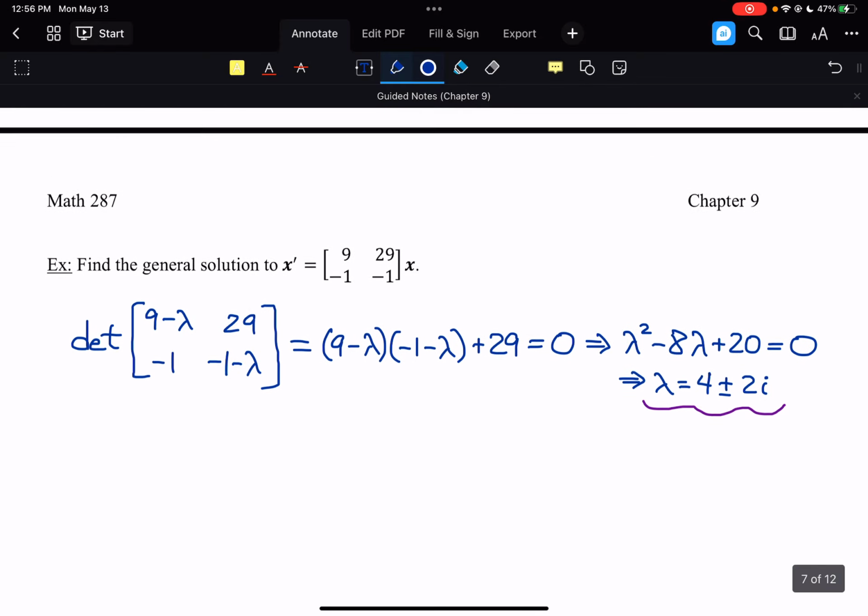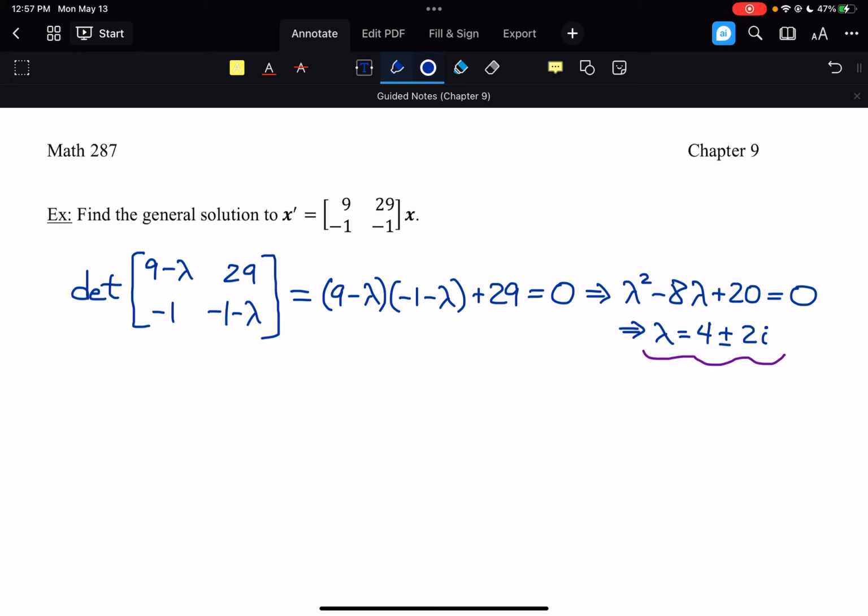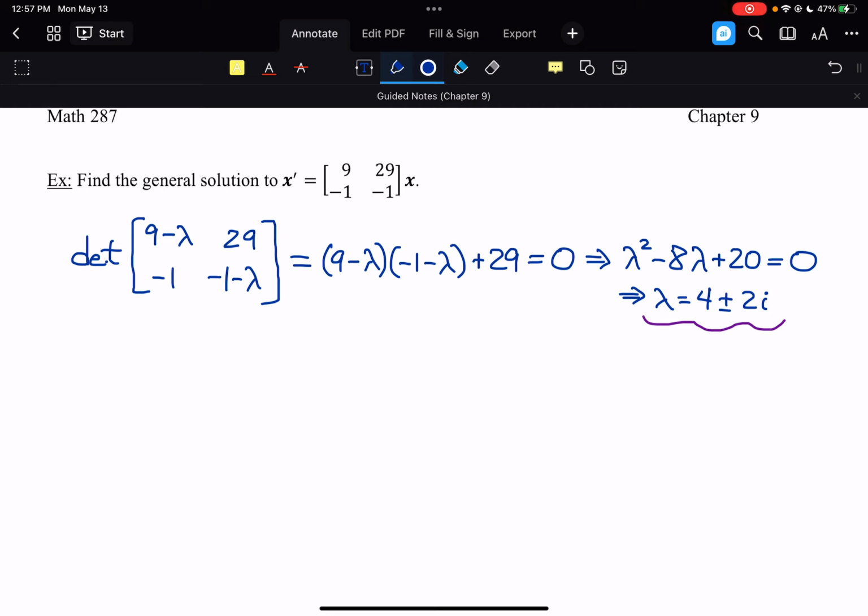You can see I already got a little bit of a head start on this one. So find the general solution to this system of differential equations. I went ahead and set up the determinant of A minus lambda I. So we multiply that out, expand, and this one does produce only two complex eigenvalues, so no real-numbered eigenvalues here.